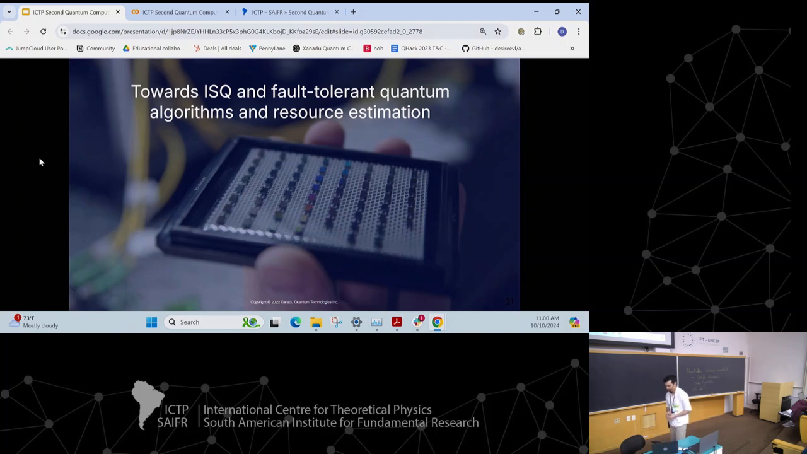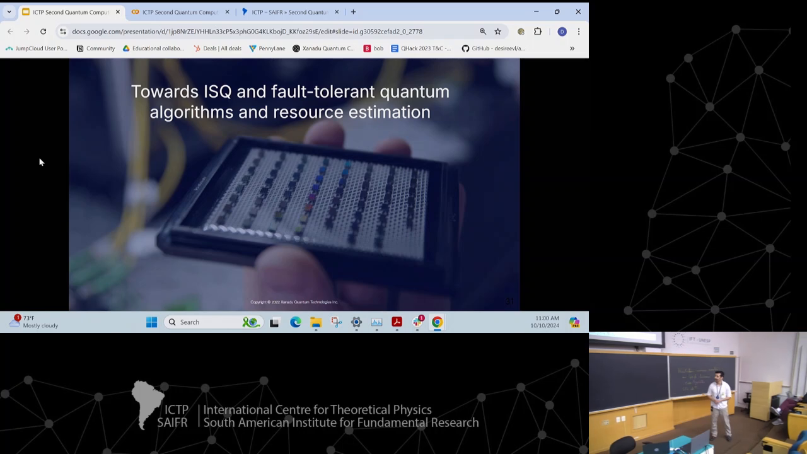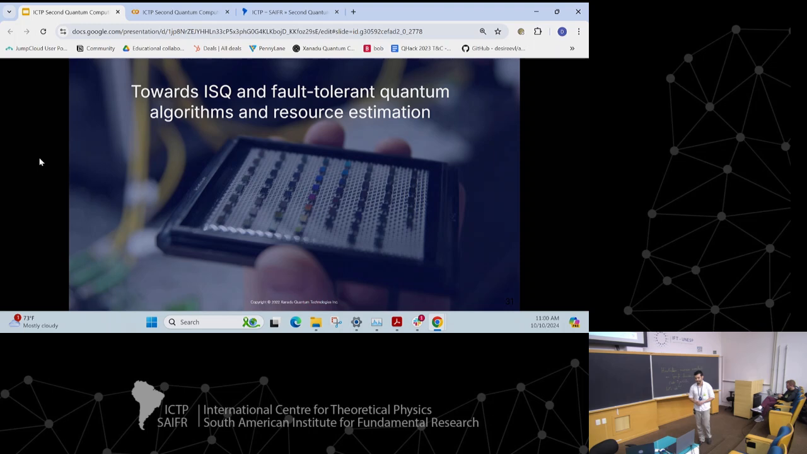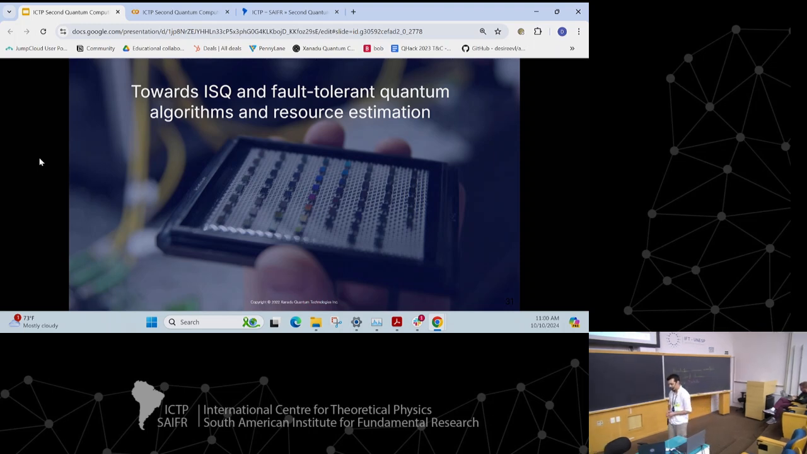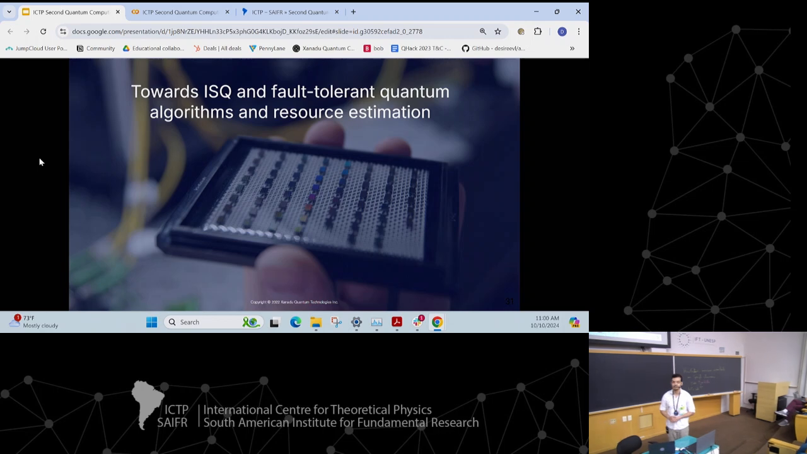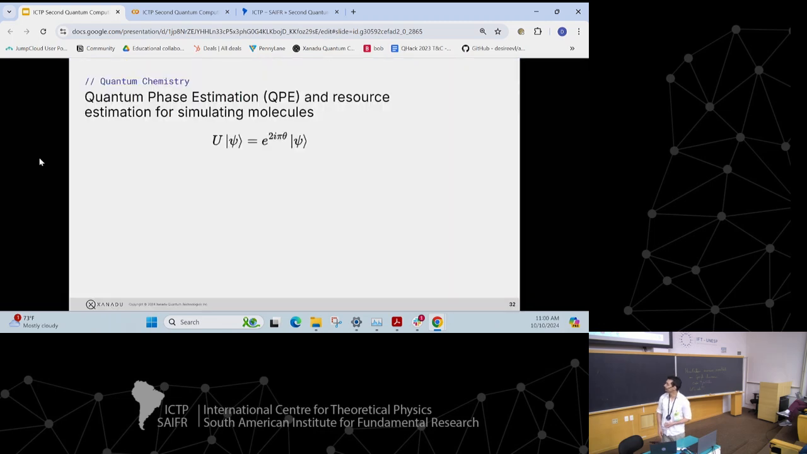So this brings me to a very short segment on ISQ and fault-tolerant algorithms and resource estimation. We're going to look at the godfather of fault-tolerant quantum algorithms for energy estimation. We're going to look at quantum phase estimation and the number of resources needed to do that.